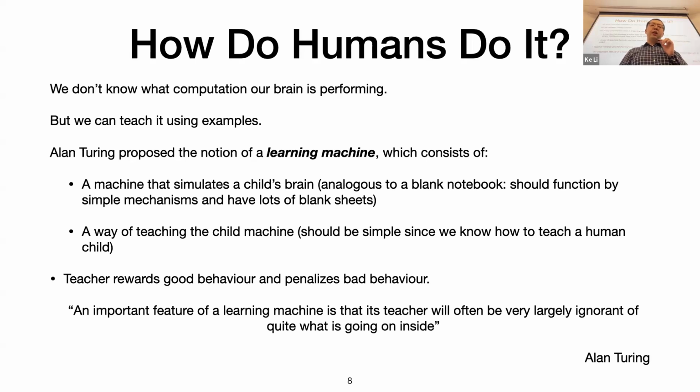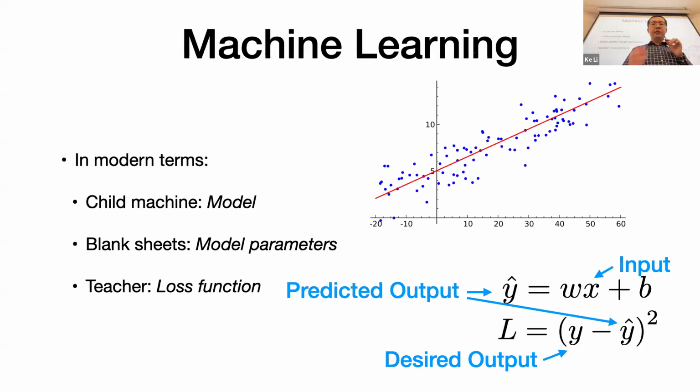And the important feature, he says, of a learning machine is that its teacher will often be very largely ignorant of what's going on inside. So even today, we don't really know how the brain actually works, right? But generations of teachers have successfully taught students. And this is essentially the idea behind machine learning.